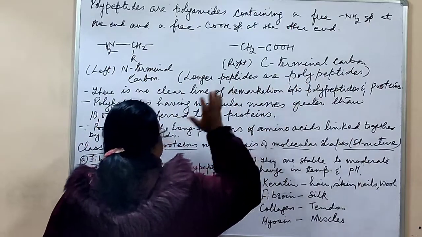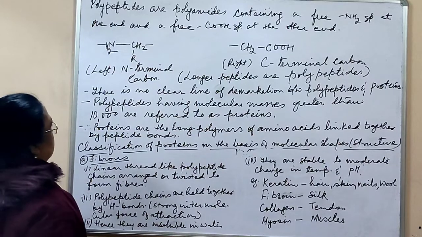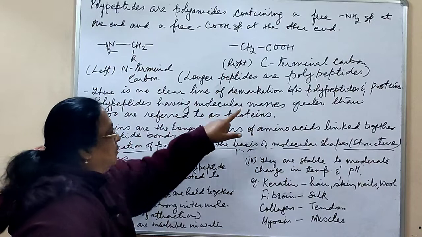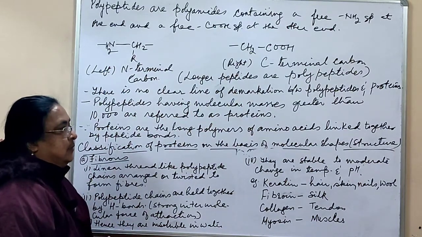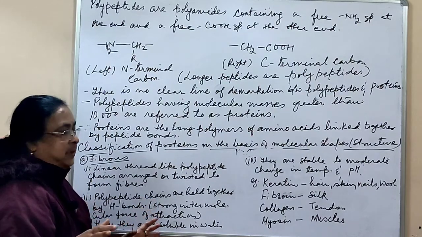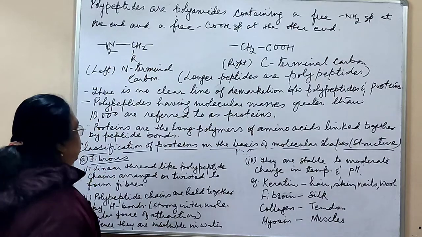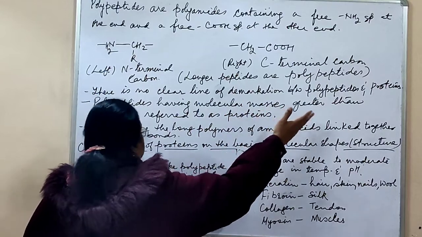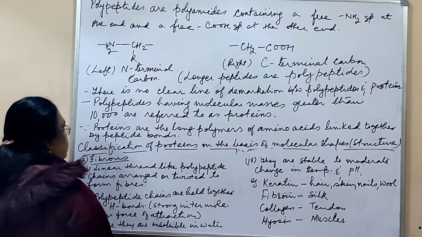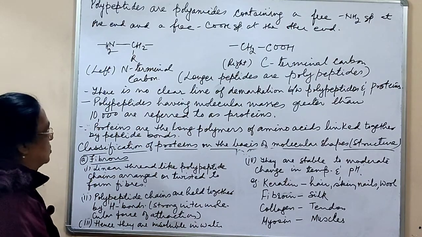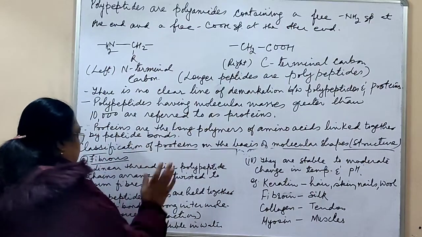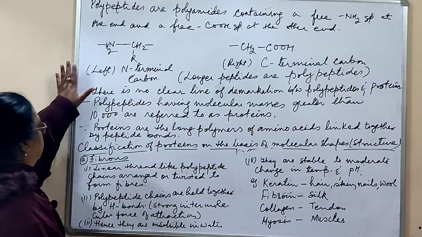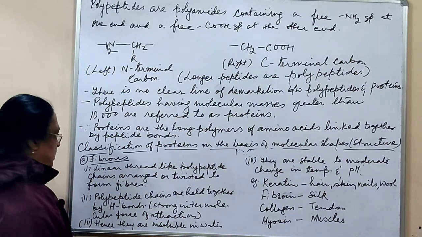Then longer peptides are polypeptides, which you know already. But there is no clear line of demarcation between polypeptides and proteins. So proteins and polypeptides you cannot distinguish very clearly. A very long chain of peptide, that is a polypeptide itself, is called protein, and polypeptides which have molecular masses greater than 10,000 are referred to as proteins. So you can well imagine how complicated and giant the molecule will be. These are the points you need to learn. Proteins are long polymers of amino acids linked together by peptide bonds. I have mentioned the peptide bond earlier. All of these are important points from this topic that you should always remember for your exam.